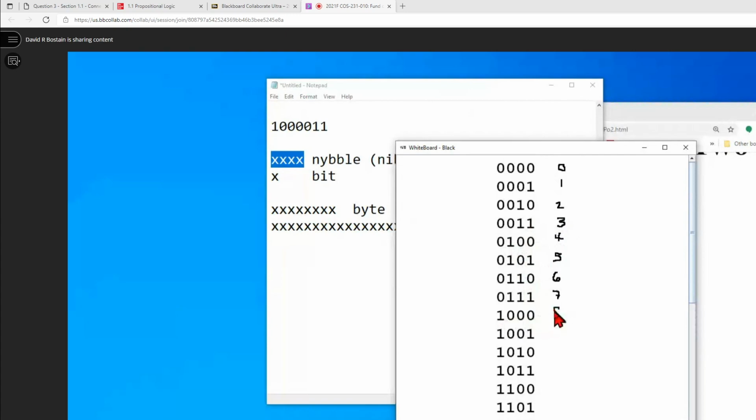Only the 8-bit is on. 8 and 1 is 9. 8 and 2 is 10. 8 and 2 and 1, so 8 and 3 is 11. 8 and 4 is 12. 8, 4, and 1 is a 13. 8, 4, and 2 is a 14. 4 ones would be an 8 plus a 4 plus a 2 plus a 1, which is a 15.